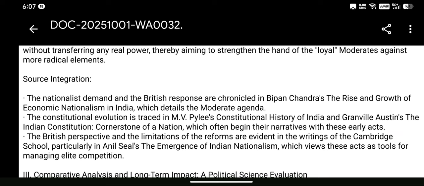Source integration. The nationalist demand and the British response are chronicled in Bipin Chandra's The Rise and Growth of Economic Nationalism in India, which details the moderate agenda. The constitutional evolution is traced by M.V. Pylee's Constitutional History of India and Granville Austin's The Indian Constitution: Cornerstone of a Nation, which often begin their narratives with these early acts. The British perspective and the limitations of the reforms are evident in the writings of the Cambridge School, particularly Anil Seal's The Emergence of Indian Nationalism, which views these acts as tools for managing elite competition.